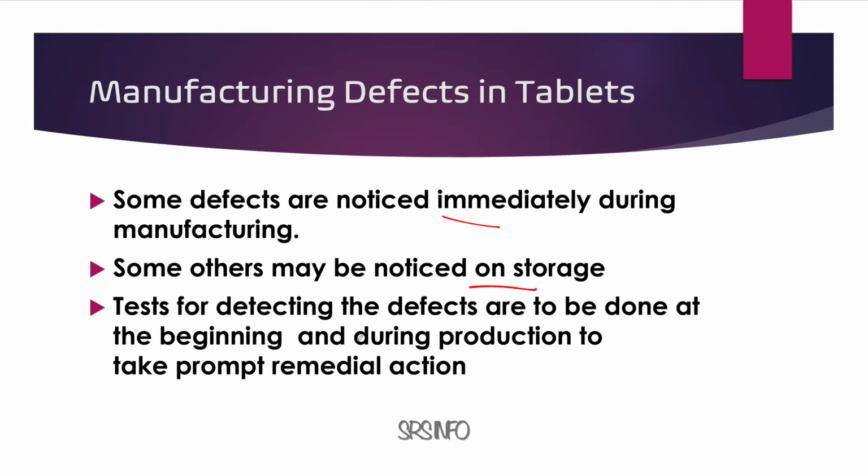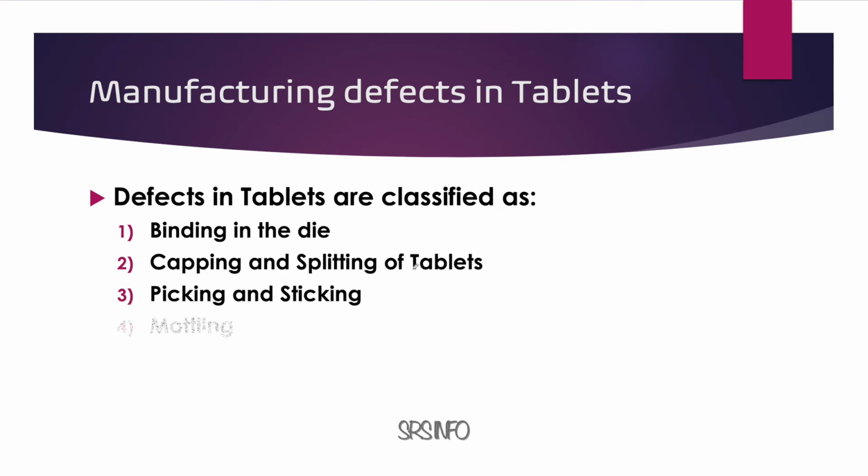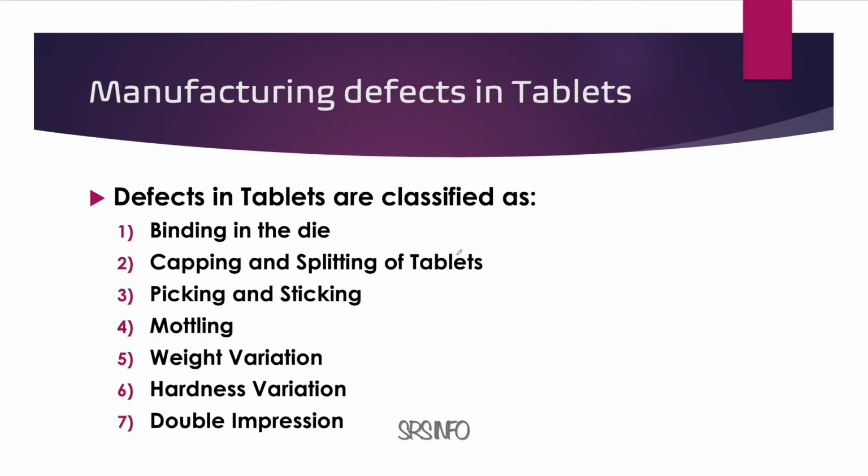And in some cases, it needs some test to detect the defect. This test can be done at the beginning and during the production to take prompt and remedial action. To prevent these defects, we have to do proper testing. So for observing and preventing these defects, first we have to identify the defects.